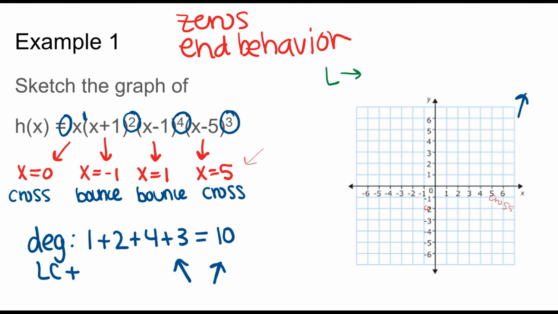All right, so here's what we're going to do next. We're going to label the end behavior, and we're going to label our zeros. So we've got a 0 here, we've got a 0 here, and a 0 here, and a 0 there. And we're also going to label what's happening at those zeros. So at -1, it's going to bounce. At 0, it's going to cross. And at 1, it's going to bounce. And at 5, it's going to cross.